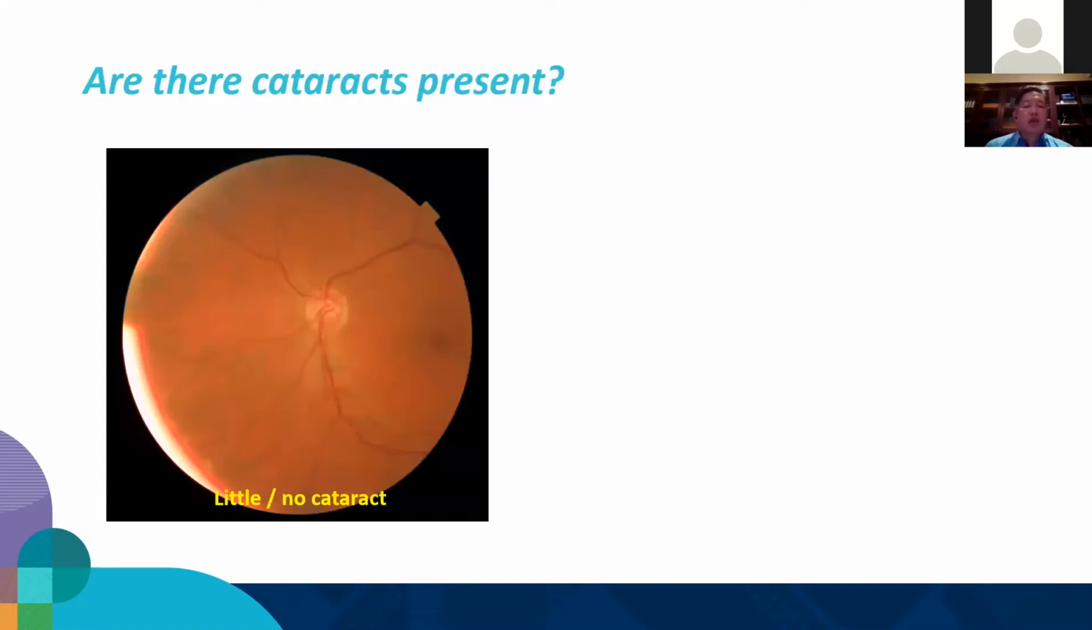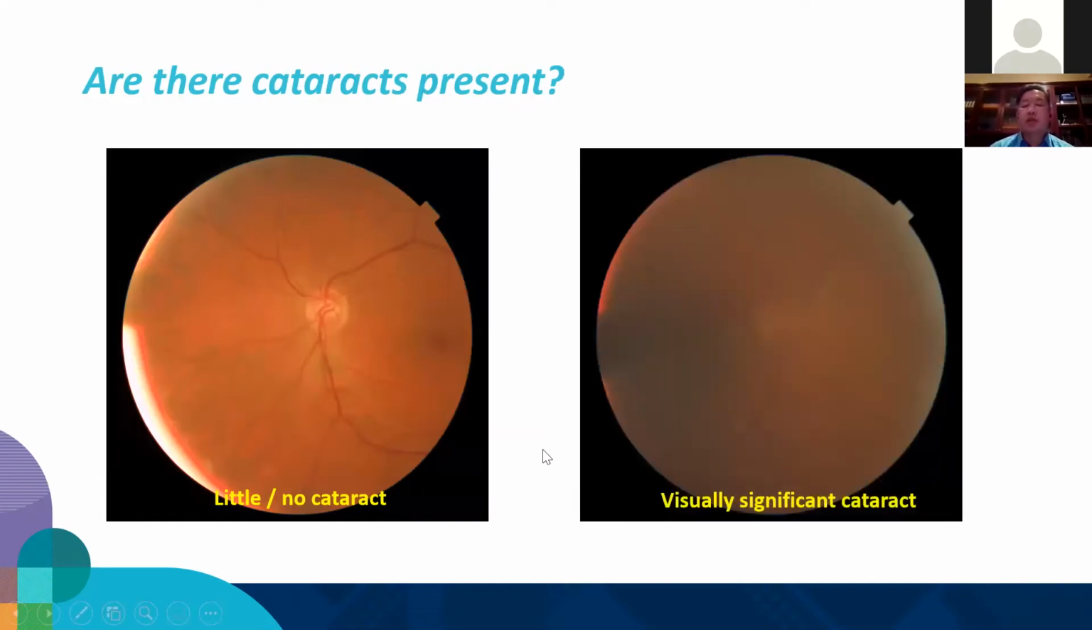As I said before, cataracts are associated with diabetes. So again, if the view looks pretty good, like here, there's very little or no cataract, but obviously if the view is not very clear, most likely they have a visually significant cataract, which is also affecting the vision, plus or minus their diabetic eye disease.